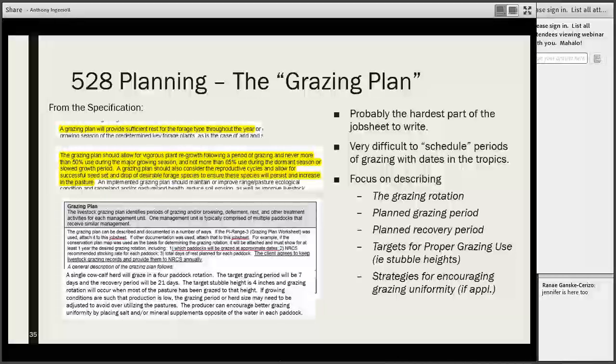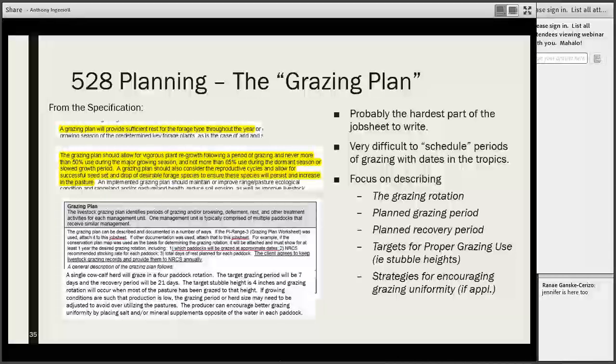So I put in a very short example summary of how a description could look. It could be very, very basic. A single cow-calf herd will graze through a 4-paddock rotation. You're describing it for someone. Our target grazing period is 7 days. The recovery period is 21 days. The target stubble height is 4 inches. You've written it all down, so now the client is agreeing to it.